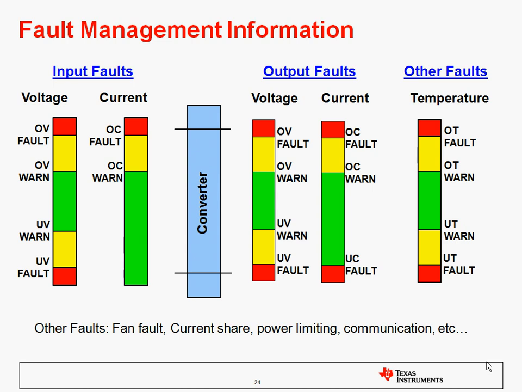So this gives the customers a lot of flexibility on how they want to monitor their part. And again, all of these thresholds can be routed to the alert line so that you don't have to constantly poll the device. It'll simply give you an alert, and then you can go and find out which warning level has tripped and then service it accordingly.